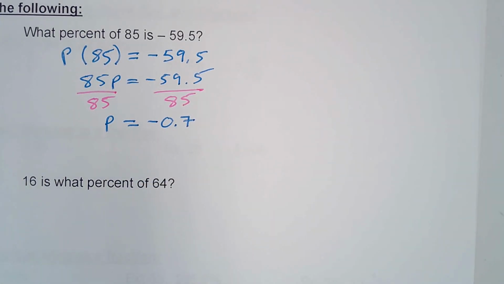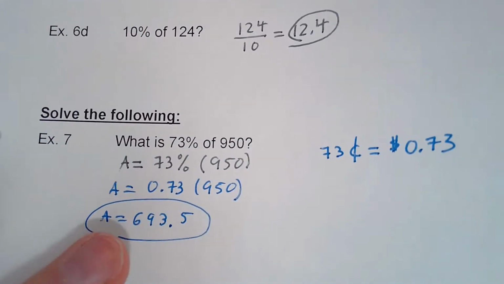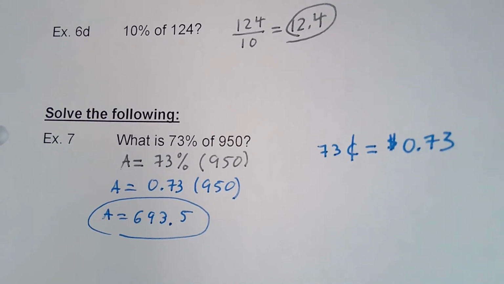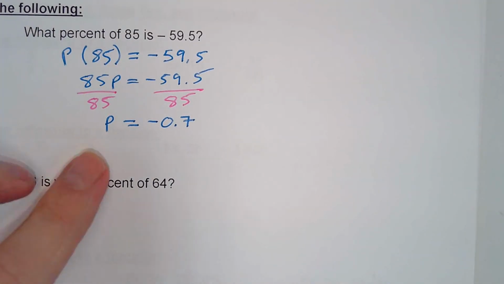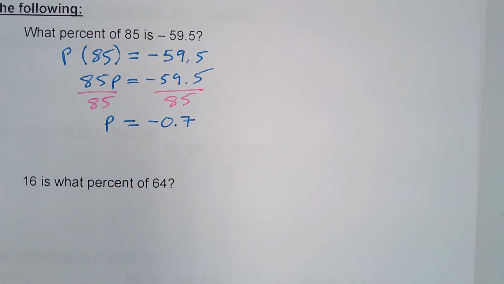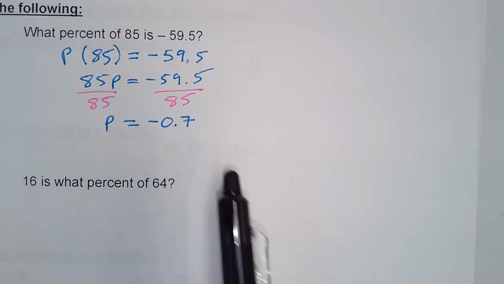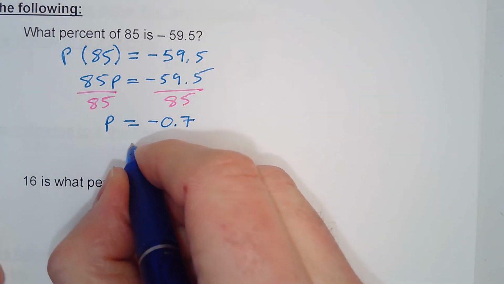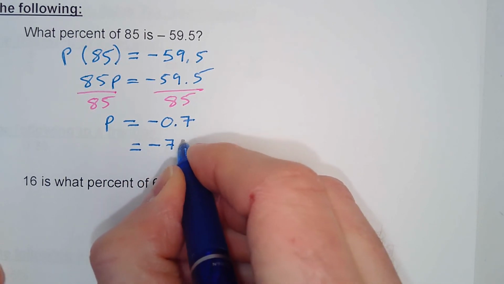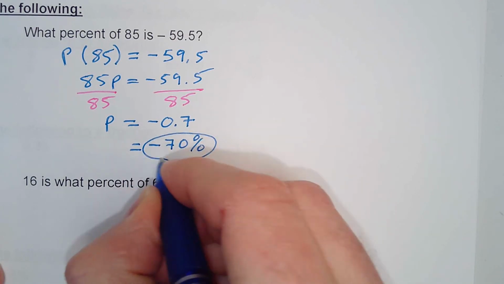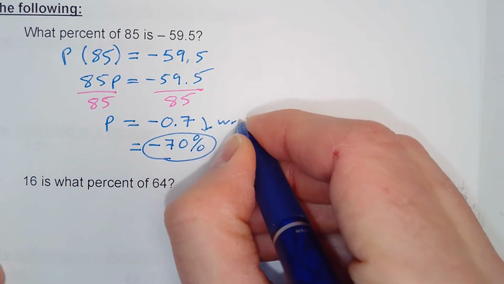Now, keep in mind, whenever you're working with percents in the equation, the percent is actually written as a decimal. So like before, when we were given the percentage, we had to change it into a decimal, like we did in these examples. If we're solving for P, it's going to give us a decimal. We need to change it back into percent. So I think of $0.7, that would be equal to 70%, or 70 cents, I should say. So if I have negative 0.7, that's going to be a negative 70%. So we have to write this as a percent.